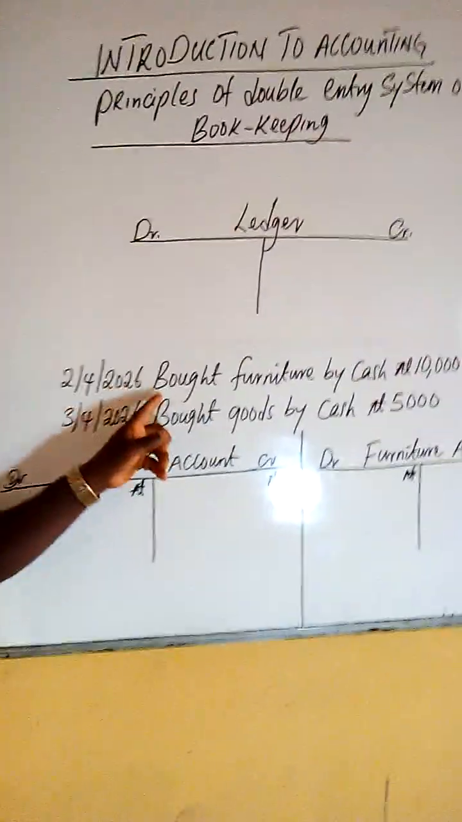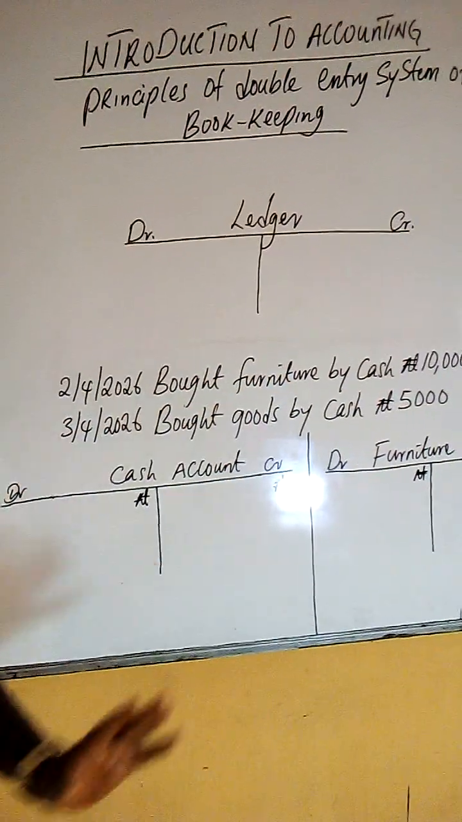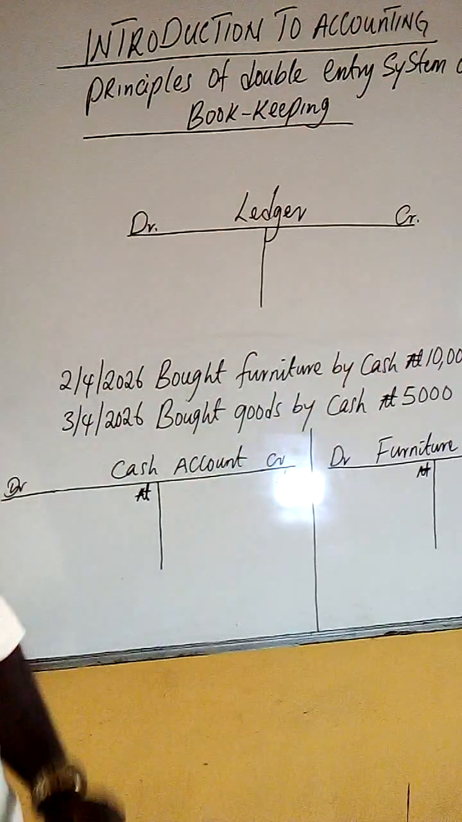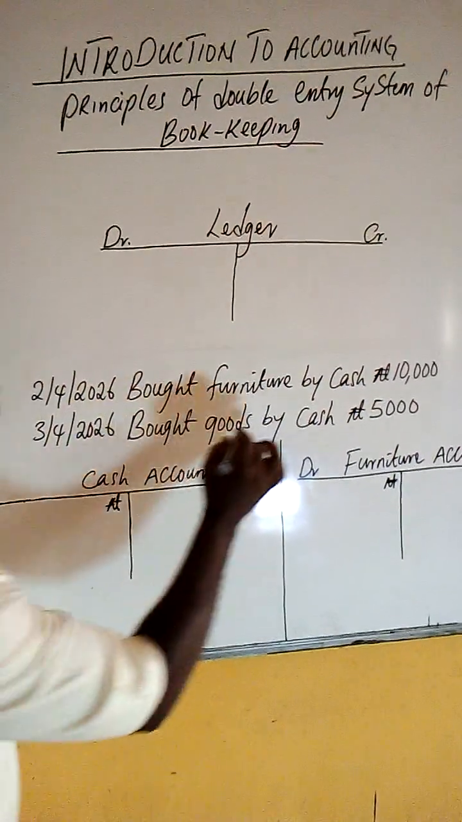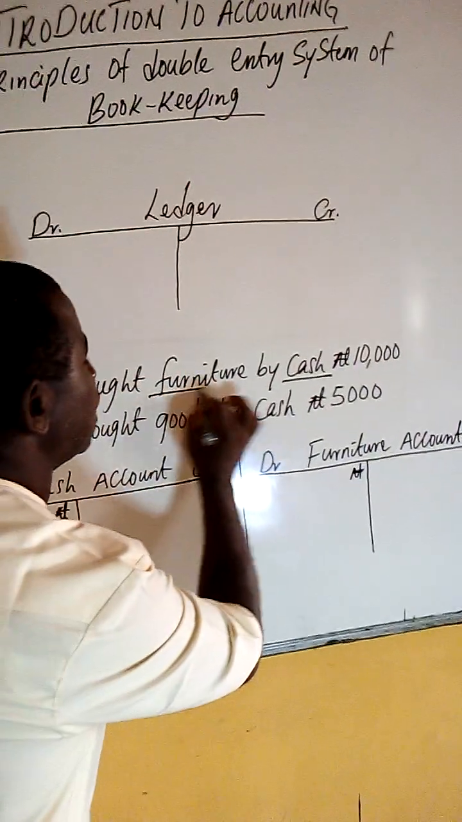Let's look at it now. Bought furniture by cash 10,000. In this transaction, there are two accounts: the account that gives and the account that receives. Here we look at cash as the account that gives, while furniture is the account that receives. How do you understand this?